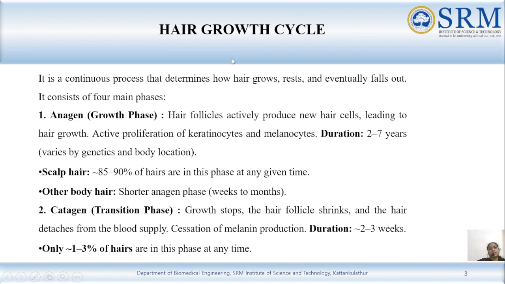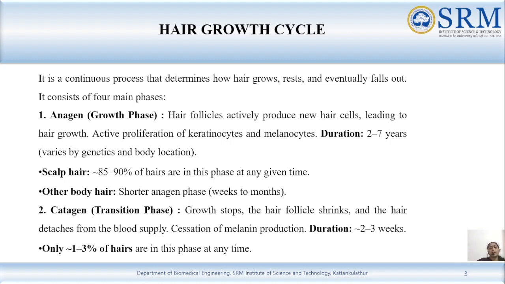So first, coming to the hair growth cycle. This is a continuous process that determines how the hair grows, rests, and eventually falls out. It consists of four main phases. The first phase is the anagen phase, or the growth phase. Here the cells are in a very active mode of regeneration, and the hair follicles are actively producing new hair cells, leading to hair growth.